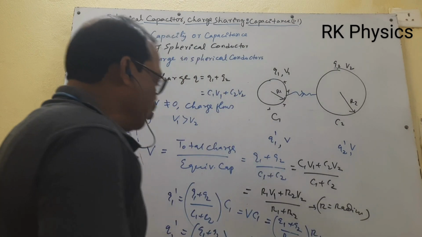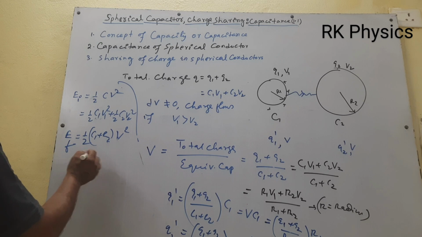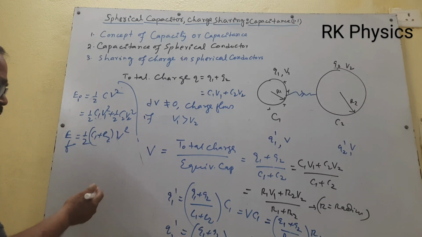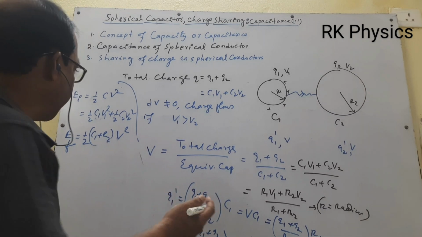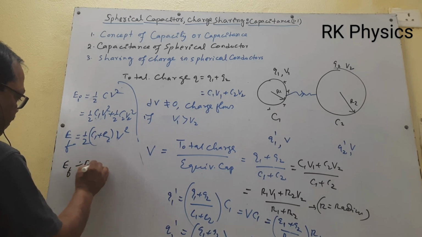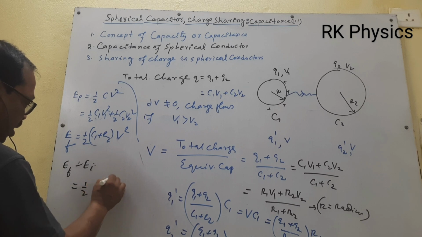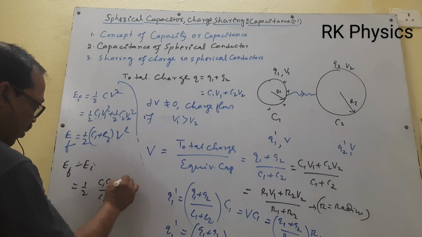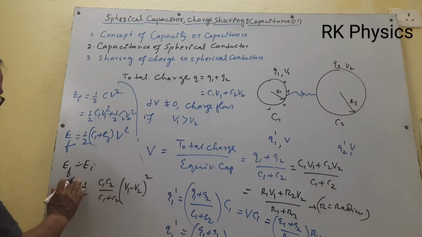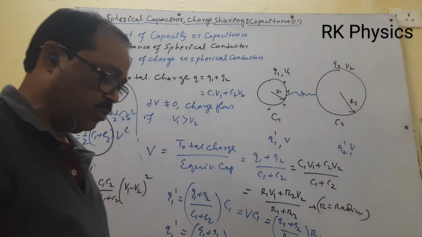Now when the system loses energy, the loss of energy is converted into heat or sparking. Sparking means partly light and sound. Therefore Ef minus Ei, if you put the values and solve it, you can find half C1 C2 divided by C1 plus C2, into V1 minus V2 whole square. So this is the loss of energy. You can put a minus sign.